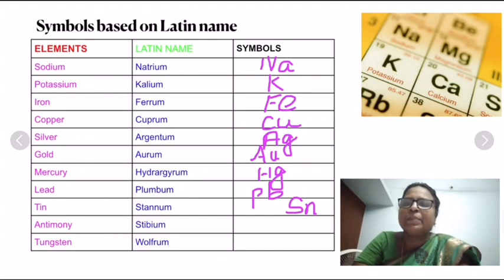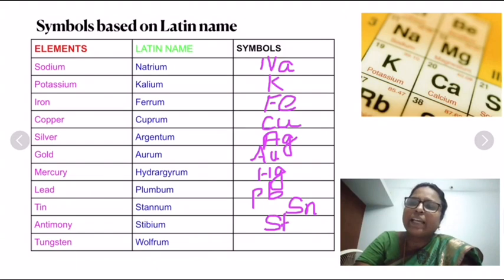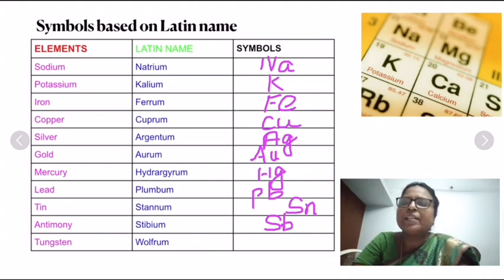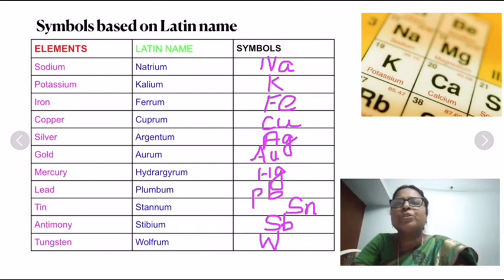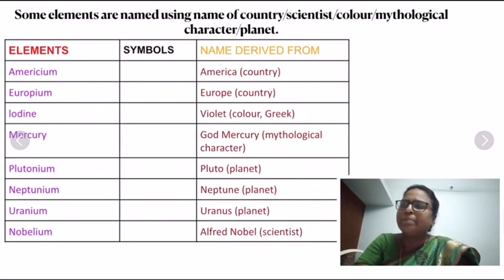Antimony is stibium. Okay, the symbol of antimony is Sb. Si is silicon. Tungsten is W. Children, you should learn the symbols of the elements. It is very important to learn chemistry. In the periodic classification of elements, you will learn in the higher classes. So you should know the elements and their symbols.